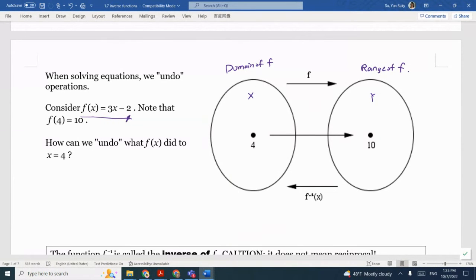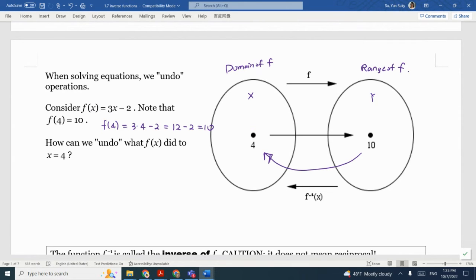So when you plug in 4, you get 3 times 4 minus 2. 3 times 4 is 12. 12 minus 2 is 10. So it maps the 4 to the number 10. Yes? Then how do we undo what f did to the 4? Can we map the 10 back to the 4?